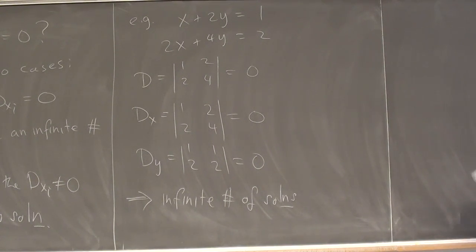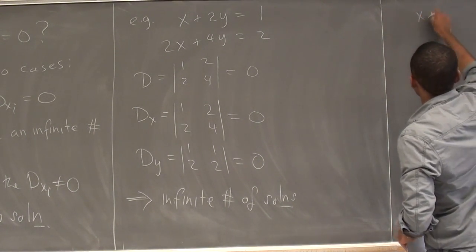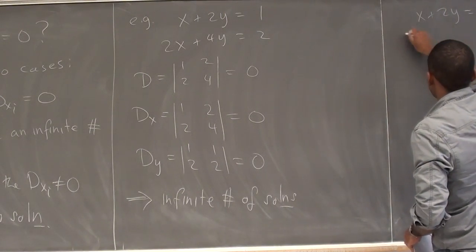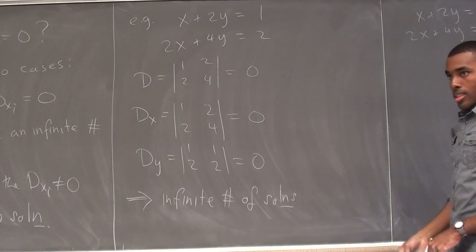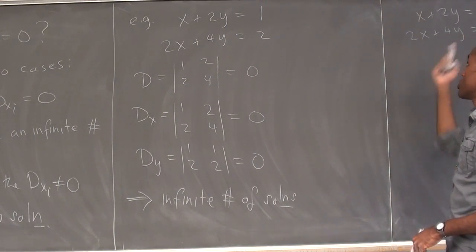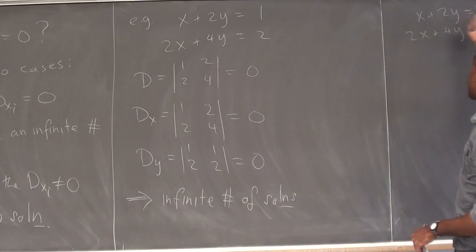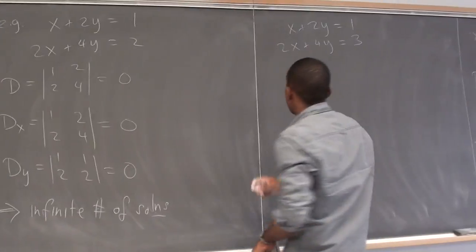However, if I tweak that a little bit, like x plus 2y equals 1, and then I let 2x plus 4y equals 3, then clearly it's not an infinite solution. Those two will never overlap. The lines are parallel, but the intercepts will be different.